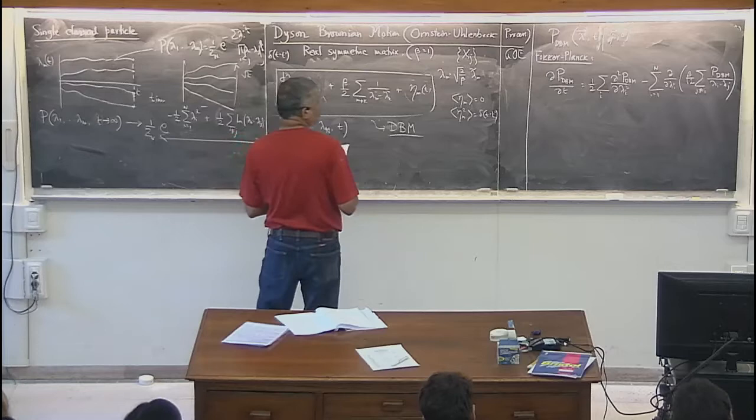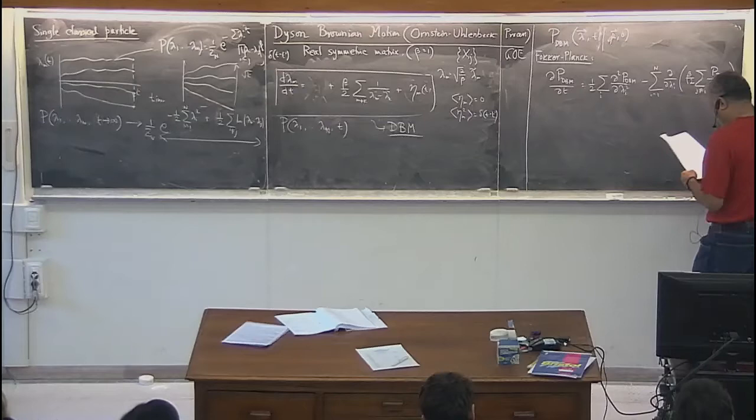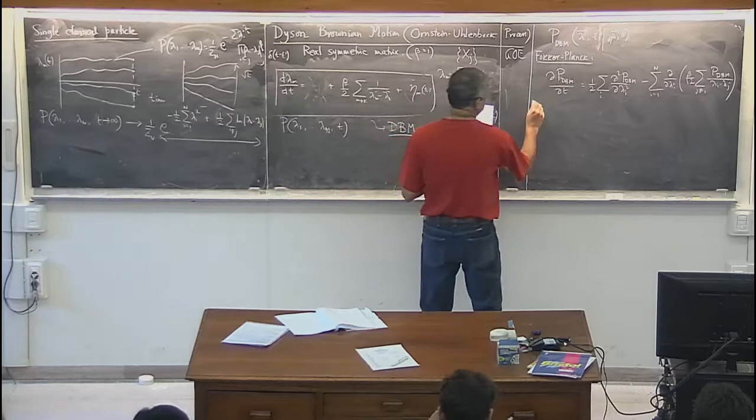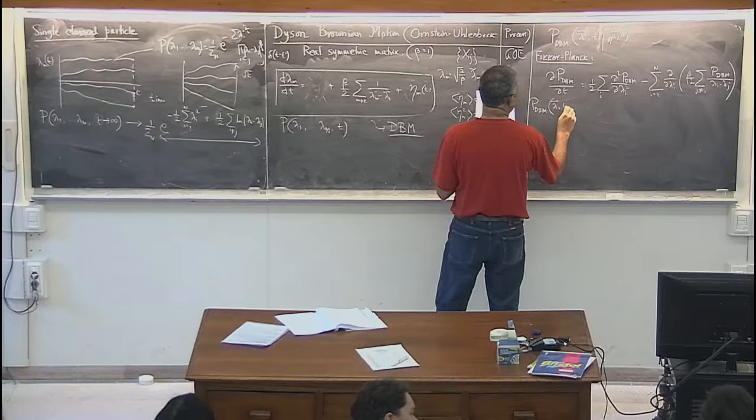Now how do you solve this Fokker-Planck equation? Well, it's not easy to solve in general, but what you can do first is to make a transformation. This is the standard transformation which takes a Fokker-Planck operator to a Schrodinger operator. So what I'll do is just make a change of variable again.